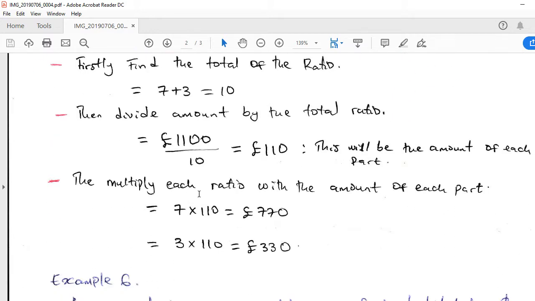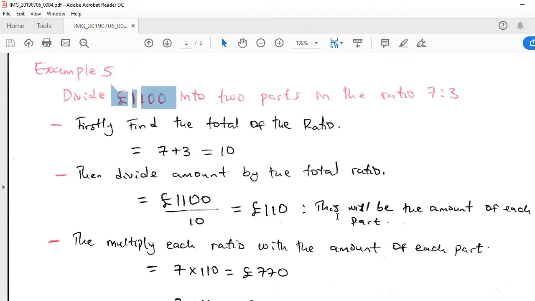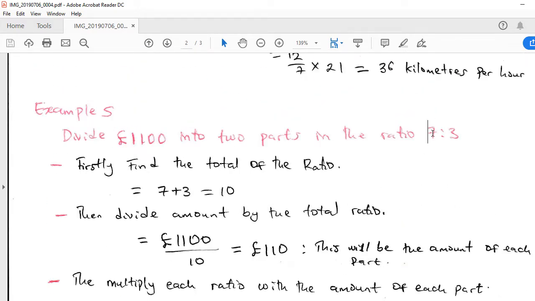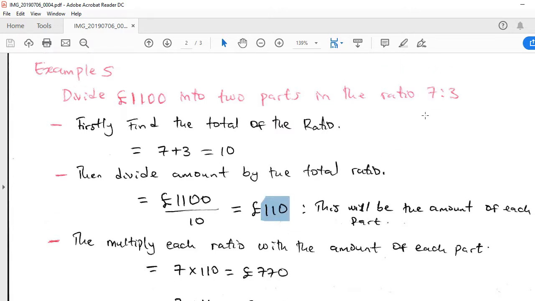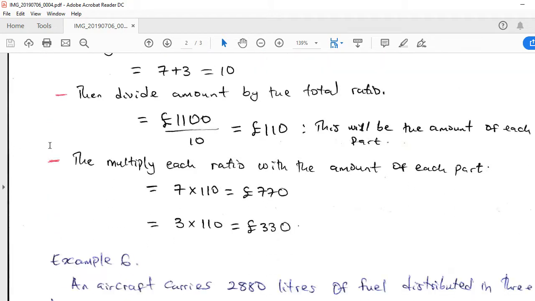Then you multiply each ratio by the amount of each part. Now we want to find 7 in this ratio. We'll say 7 times 110, which will give us 770. Note, 7 multiplied by 110 gives us 770. For the 3 parts, we'll say 3 multiplied by 110, which is equal to 330 pounds.